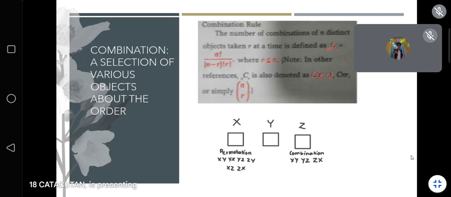If the order is important, then the problem is related to permutation, and the possible number of samples will be xy, yz, yx, zy, xz, and zx. In this case, xy is distinct from the sample yx, and yz is distinct from the sample zy, and xz is distinct from the sample zx. If the order is unnecessary, then the question is relevant to the combination. The possible samples will be xy, yz, and zx.